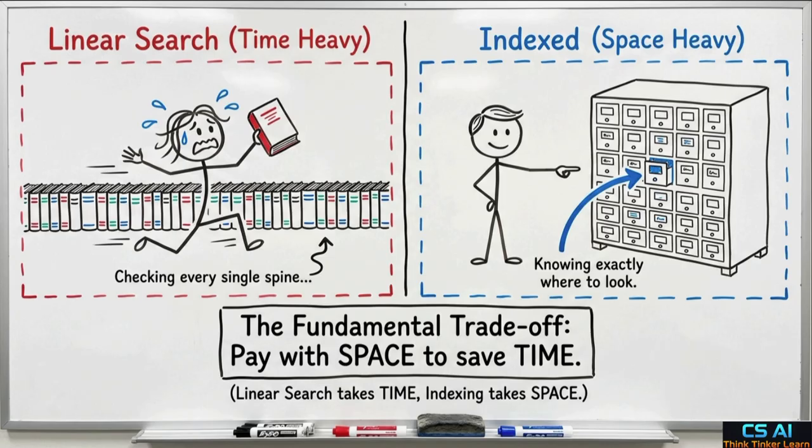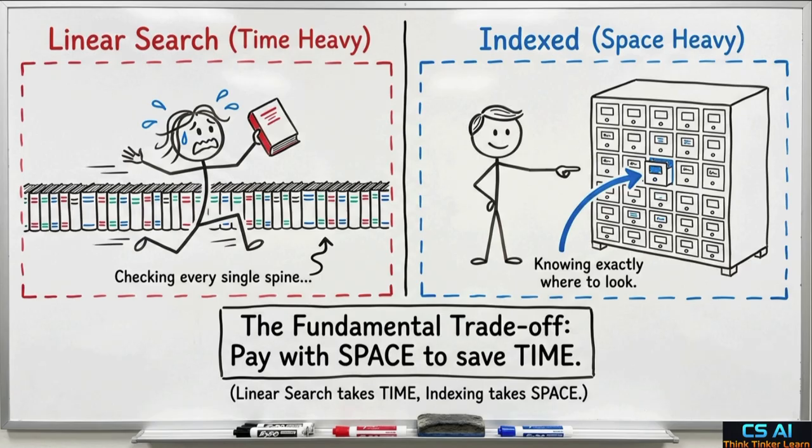To understand cost, we have to understand the single most important concept in optimization, the fundamental trade off. On the left, we have a linear search, time heavy. Imagine trying to find a specific book in a massive library by checking every single spine. It requires no prior organization, but it will take you a very, very long time. You're paying with your time.